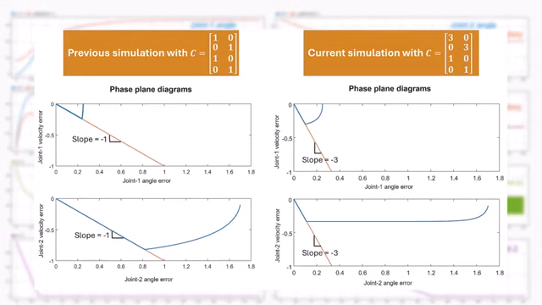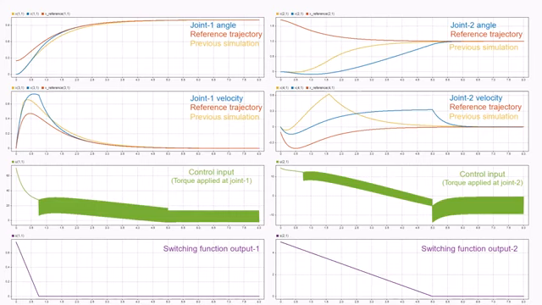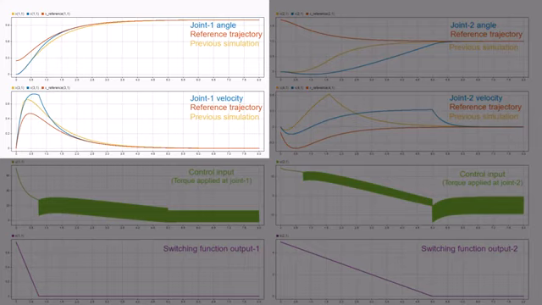Before we discuss the results, here's the phase plane diagrams for the previous and current simulations, where we can clearly see the steeper slope of the sliding surface in the current simulation. Let's see what impact this has on the system responses. To be able to compare results from both runs, we'll show the previous simulation results in yellow on the first 4 plots. For the first joint, we observe slightly faster tracking in the angle and velocity responses.